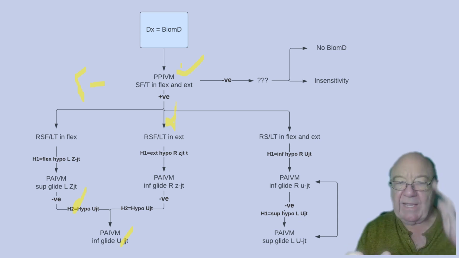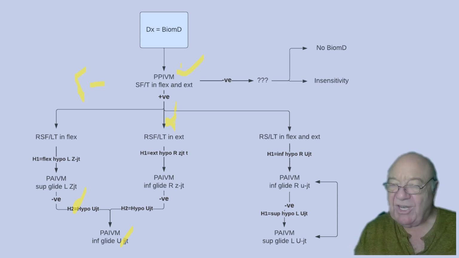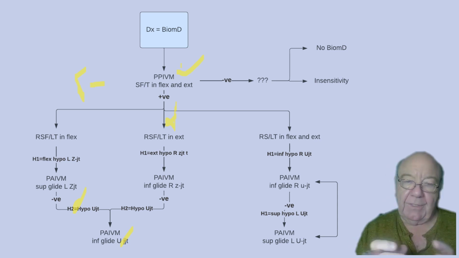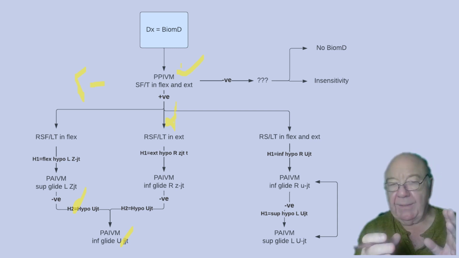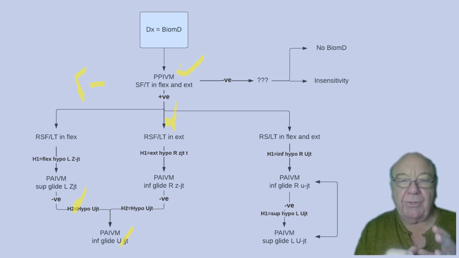If the PAIVM is negative, though, we have to still consider the uncovertebral joint as being hypo, although it's less likely than when in flexion, because that's when it's going to engage. So the PAIVM of the inferior glide of the right uncovertebral joint is done, and that will give us a diagnosis.